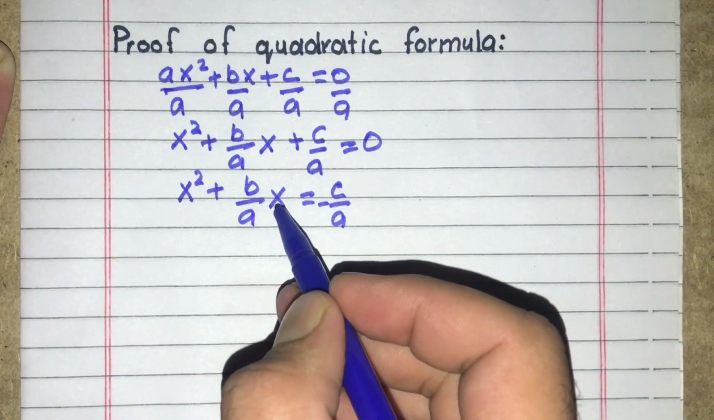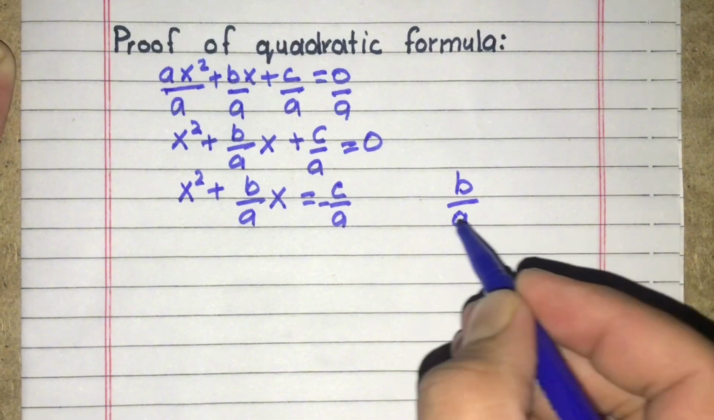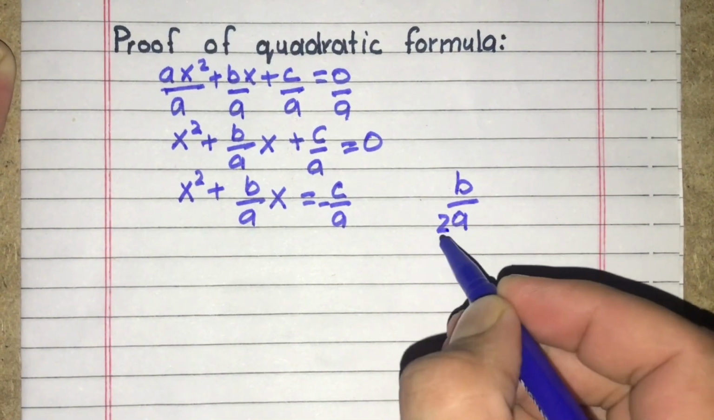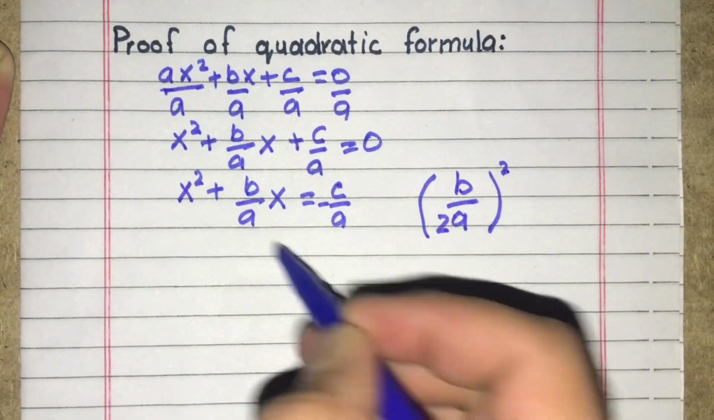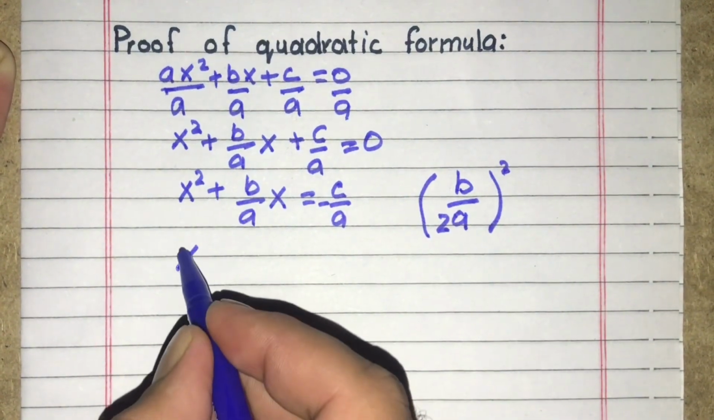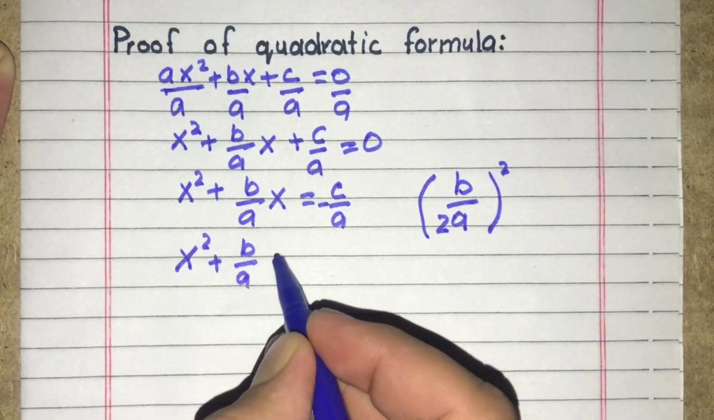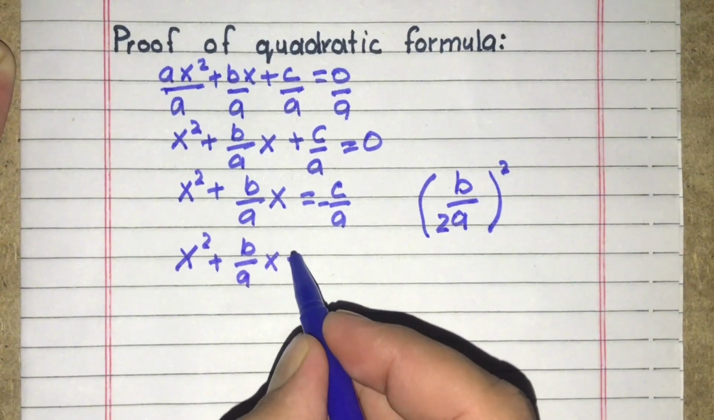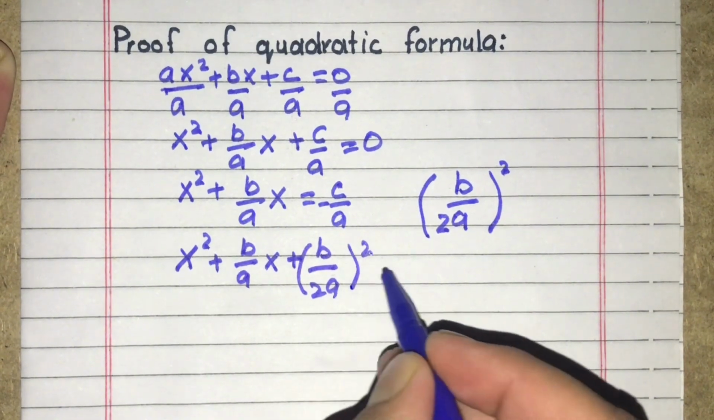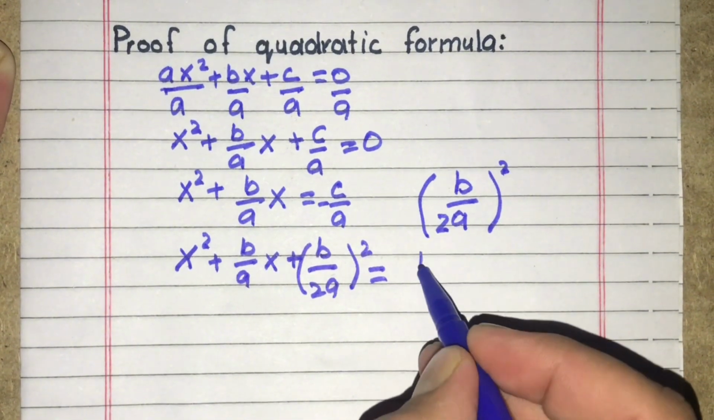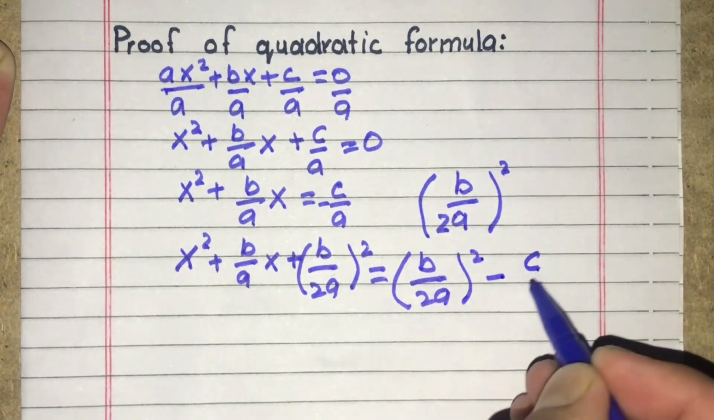Next, the coefficient of x is b divided by a. Dividing this by 2, we will have 2 in the division, and we have to add the square of this term on both sides, so we will have x squared plus b divided by a times x plus b divided by 2a whole squared, while on the right hand side b divided by 2a whole squared minus c divided by a.